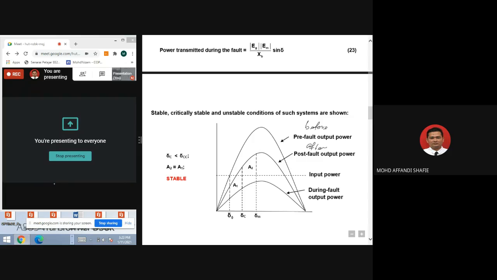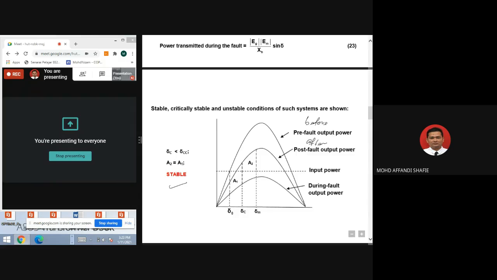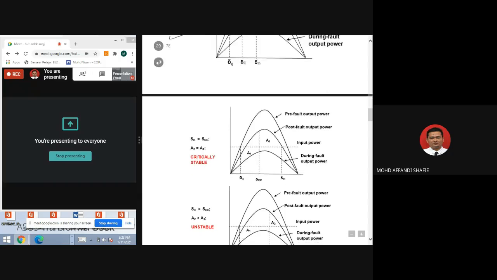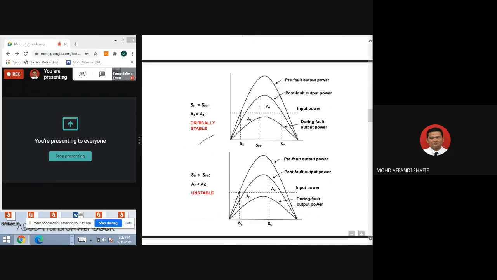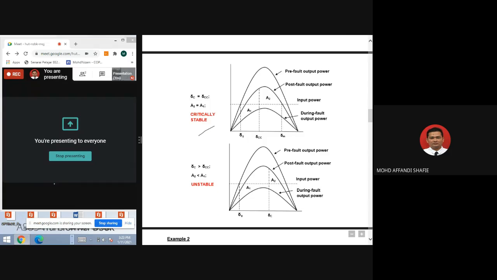So what we can see here, delta C less than delta CC, A2 is equal to A1. So that one becomes the stable condition. And then the next one we call A2 is equal to A1, that one is the critical stable. So for the unstable, we can see A2 less than A1. So this is how we determine the stability of the system.